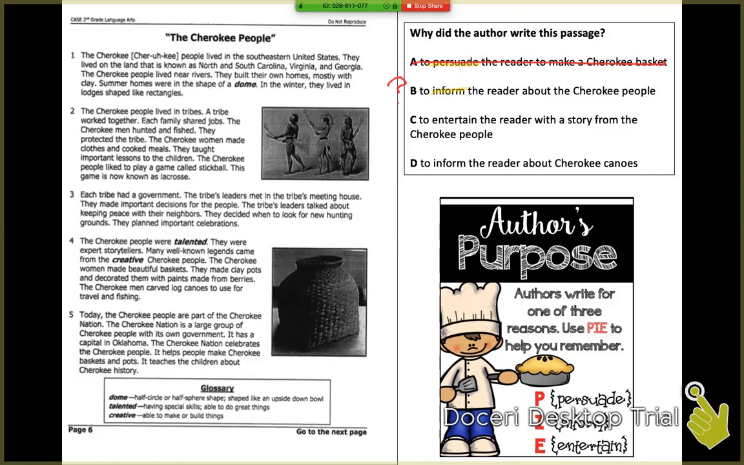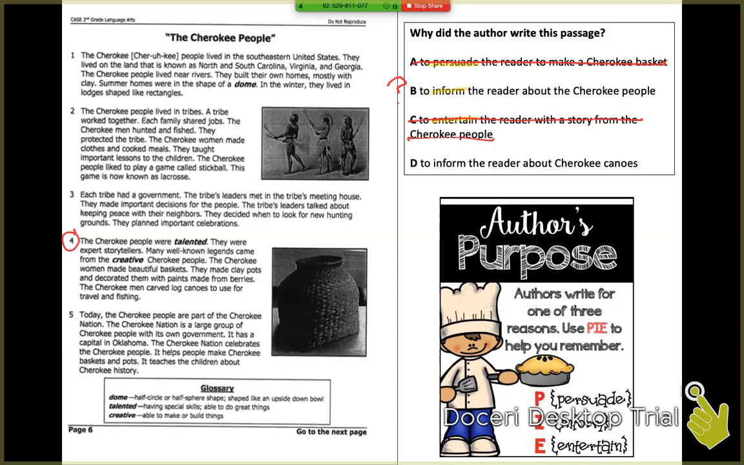All right, C says to entertain the reader with a story from the Cherokee people. Now, like we talked about a minute ago, it does say that they're talented, expert storytellers, and a lot of well-known legends came from them. I see that here in paragraph 4, but I don't think that the author here wrote this passage to entertain me with one of the stories from their people. He informed me that the Cherokee people told lots of stories and well-known legends came from them, but the actual passage here is not a story from the Cherokee people. So I'm going to slash and trash choice C.